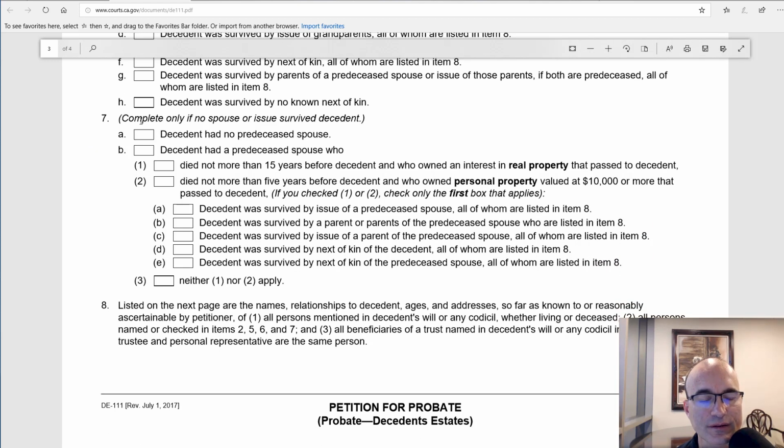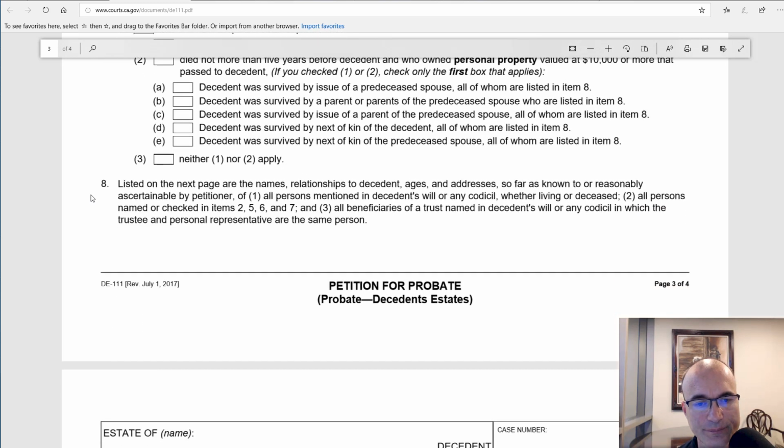Number 7 is you complete it only if there is no spouse or issue survived the decedent. So again, the court needs to know what this information is, but only if there's no spouse or issue. And that's the only time you're going to fill out number 7. Otherwise, you can skip forward to number 8.